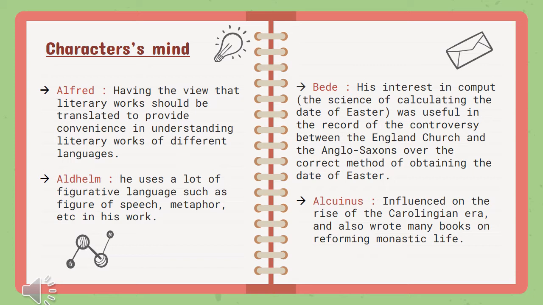And the last is Alquinus, influenced by the rise of the Carolingian era, and also wrote many books on reforming monastic life.